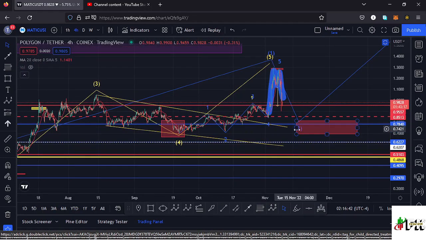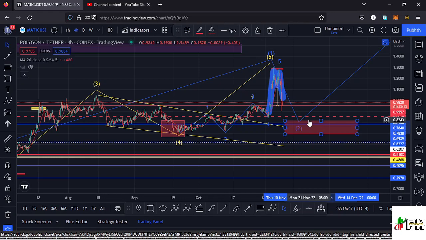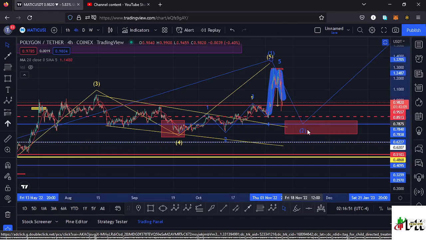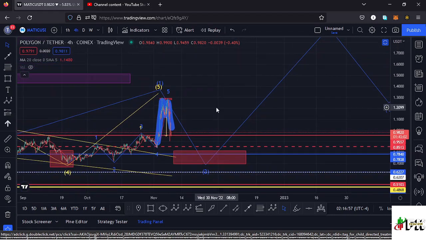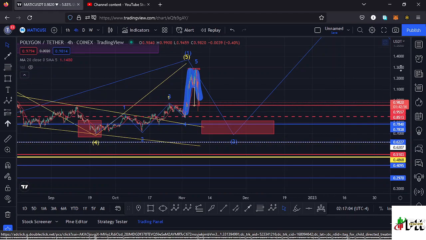So I'm expecting Polygon Matic to give us that retracement into this target area between the $0.82 mark and the $0.69 mark in the formation of a higher Elliott wave count 2. And once we see that movement to the lower side in the formation of that higher Elliott wave count 2, then we can start sketching out an impulsive movement to the upper side in the formation of a higher Elliott wave count 3. So let's be patient and see how that plays out.